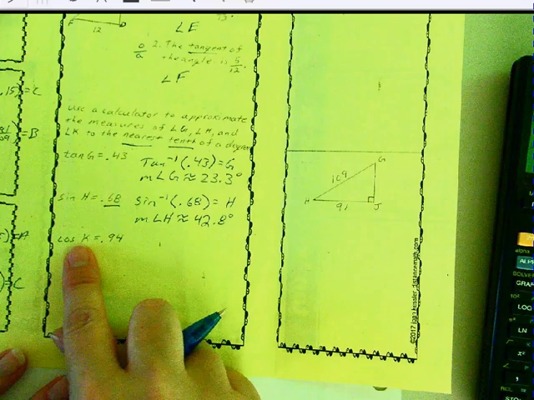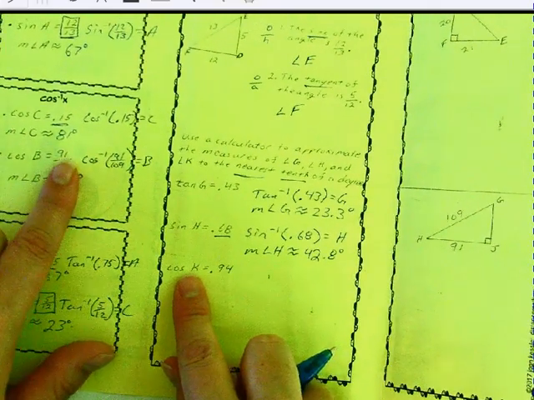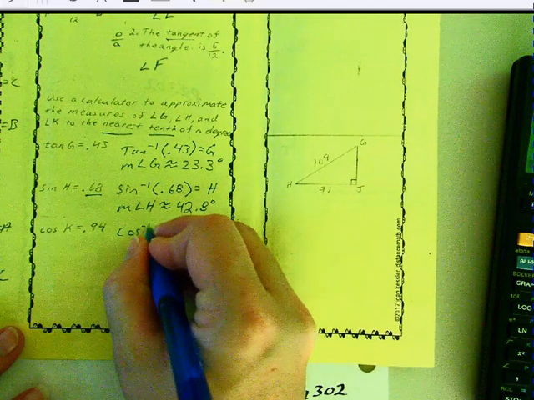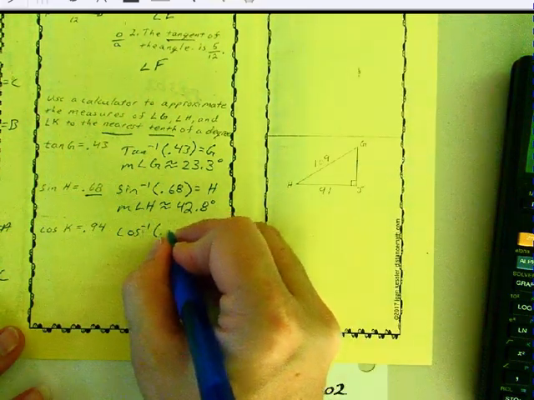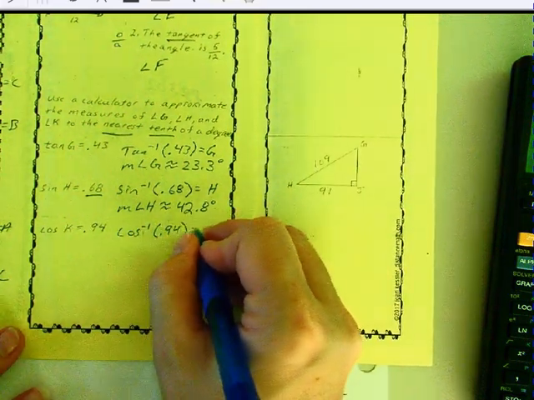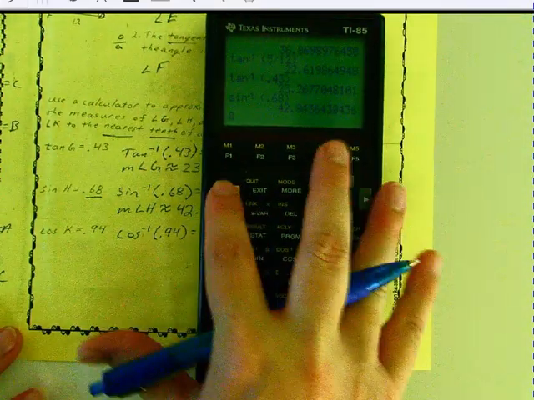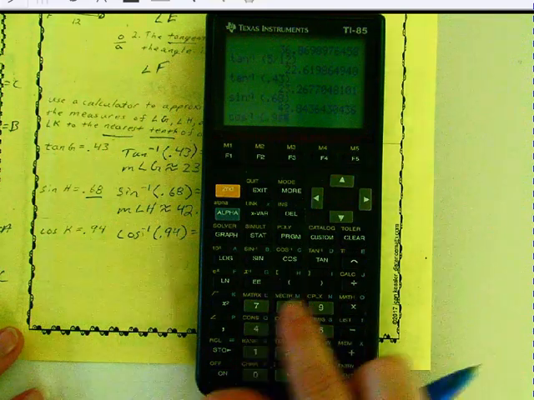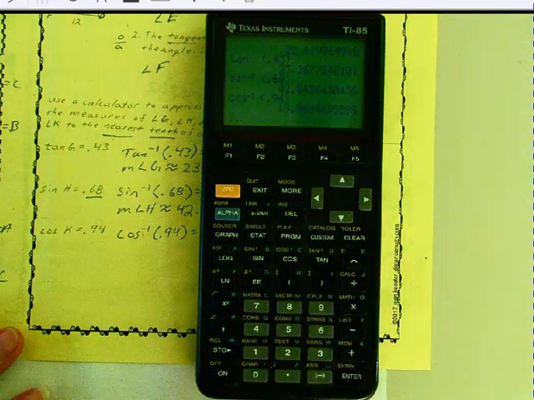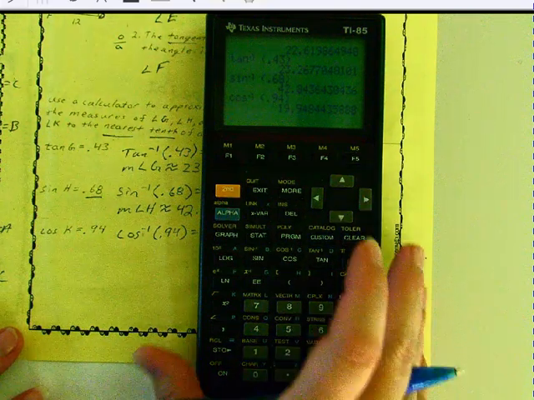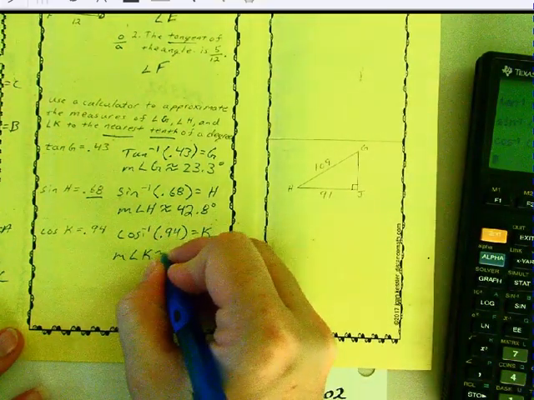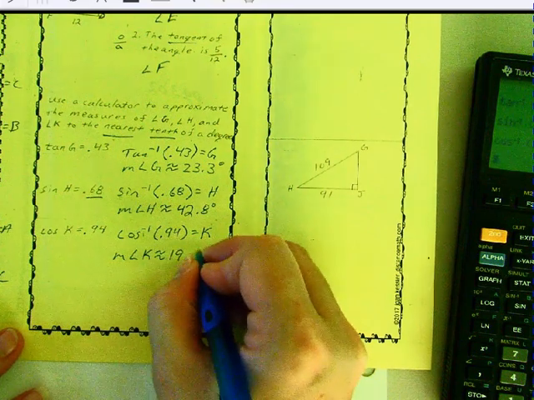Last one is cosine, so that's like these that we did here. So I have cosine to the -1 of 0.94 equals K. So on my calculator, second cosine, so I get to the -1, parentheses 0.94, in my parentheses and hit enter, and I get 19.9. So the measure of angle K is approximately 19.9 degrees.